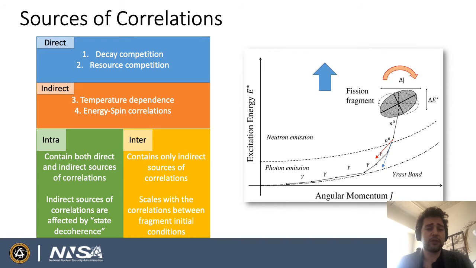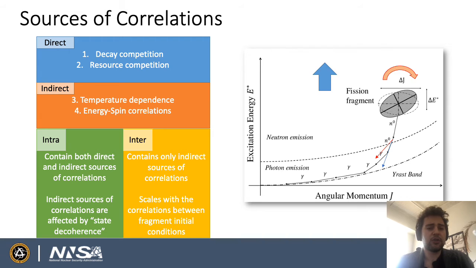These types of correlations tend to introduce positive sources of correlations. We should furthermore distinguish between two types of correlations that can exist when we combine together the knowledge that there are two fragments. Of course, the majority of fission reactions result in the appearance of two fragments, binary fission. And we might expect intuitively that the neutrons and the gamma rays are correlated when they come from the same fragment. This is called intra-fragment correlation.